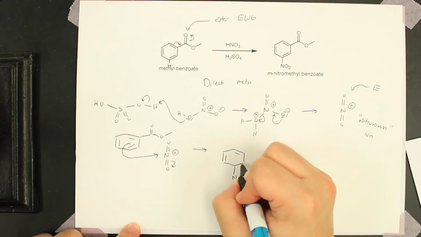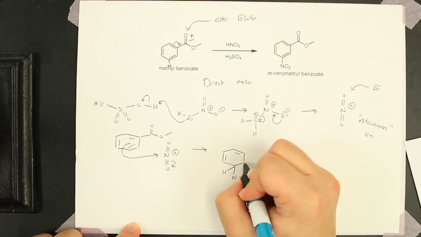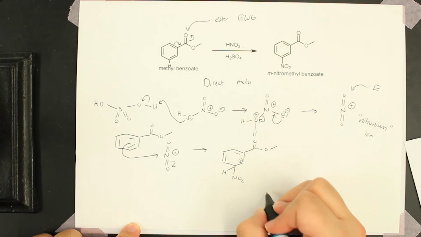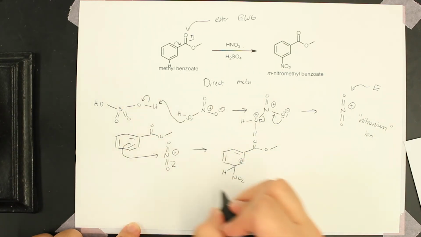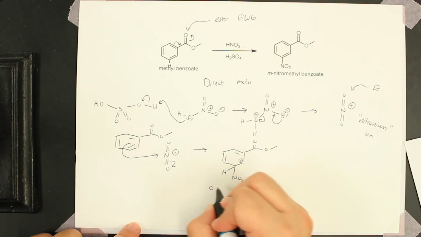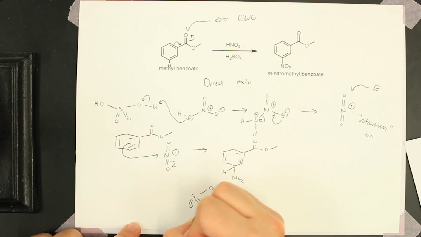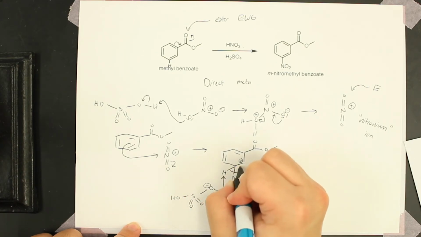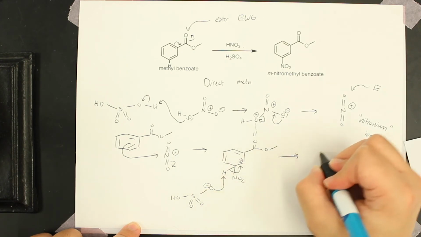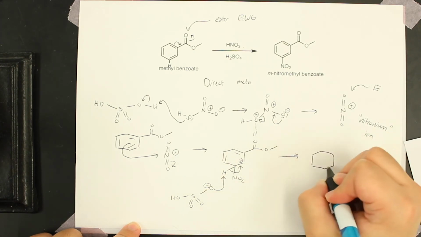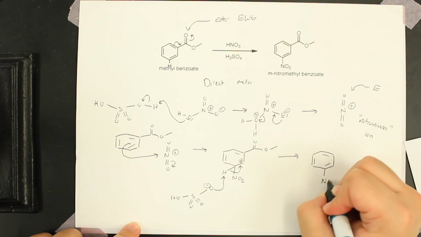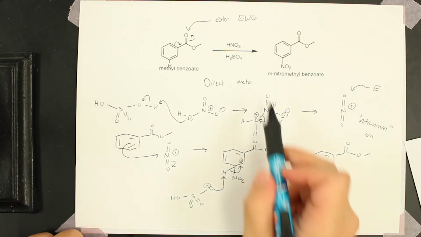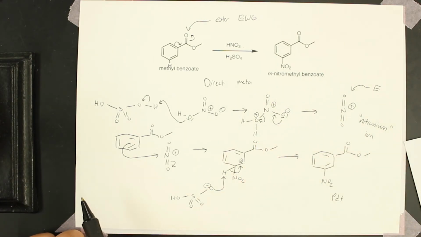Okay, so there's our nitro group. Here is the hydrogen. Okay, and then here's our carbocation right there. Then our ester is still there. And then finally a base, in this case it's the bisulfite or bisulfate anion, is going to come back and deprotonate that H and return the electrons to the ring. Okay, so we've restored our aromaticity and we have our product, our meta-nitromethyl benzoate.